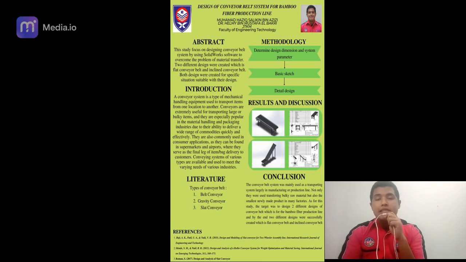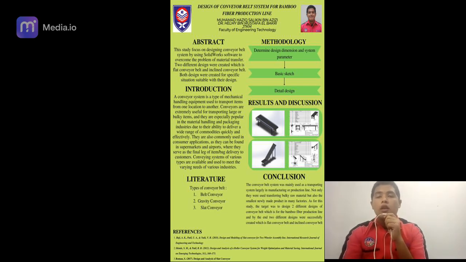So the next chapter is chapter 3, which is methodology. To proceed with this project, there are a few main steps that were executed. First of all, we had the project research. Basically, in project research, we find out all the information related to and needed for the project. When all the information needed had been gathered, we continue with the design requirement, where we specify the design requirement for the conveyor belt system for the bamboo fiber production line.